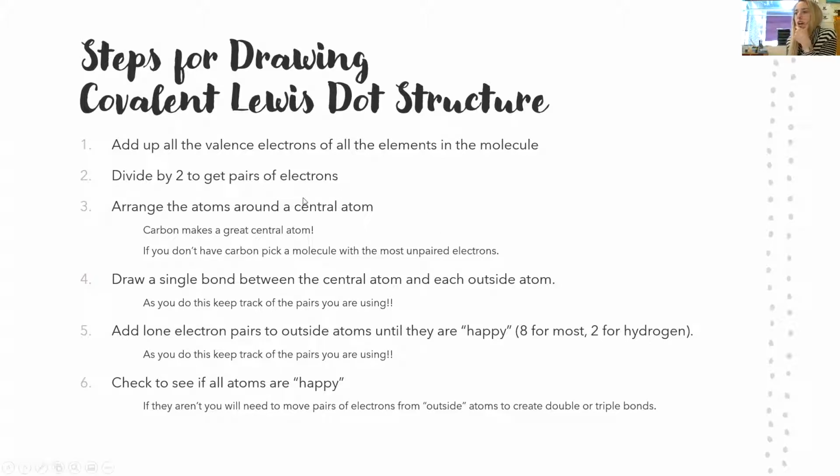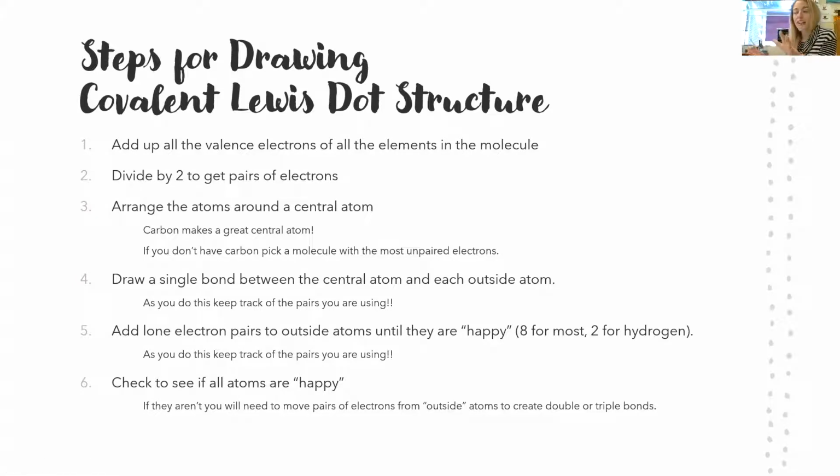And then we're gonna arrange our atoms around a central atom. So when I do my examples, you're gonna wanna watch closely. Carbon makes a really good central atom. If carbon isn't available to you, you're gonna pick the molecule or the atom with the most unpaired electrons. We're gonna draw a single bond between the central atom and the outside atoms, keeping it simple.